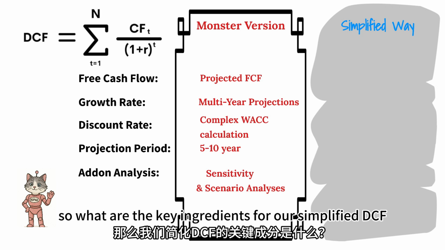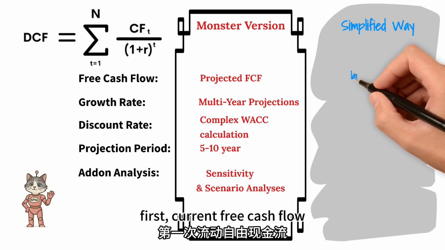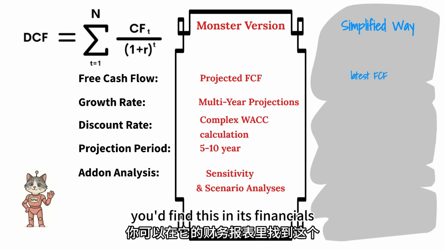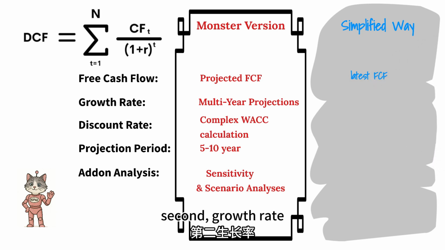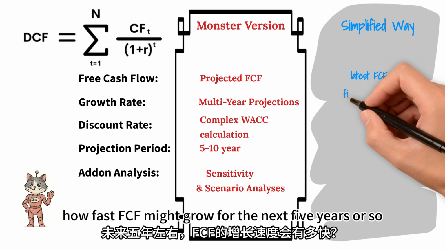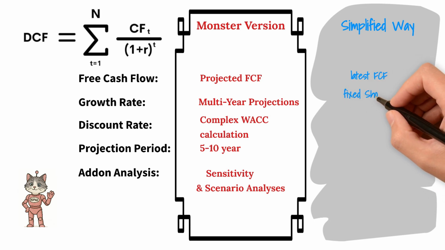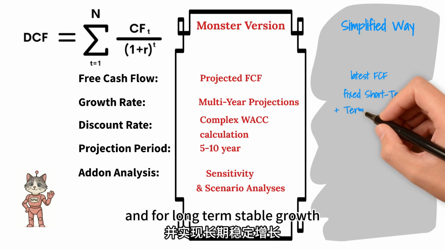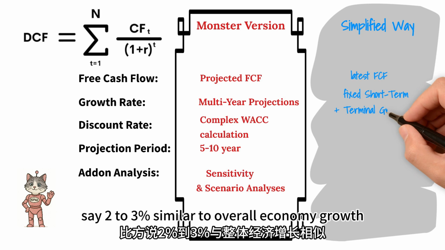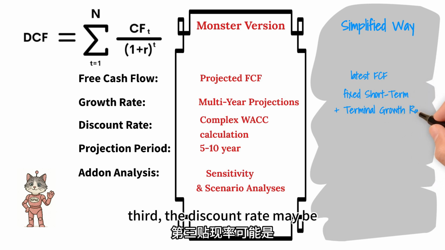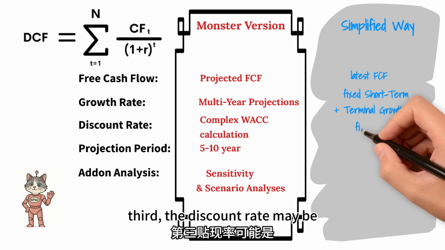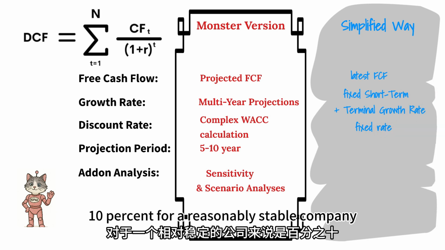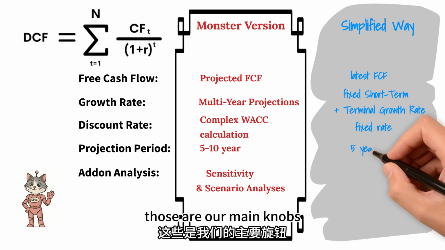So what are the key ingredients for our simplified DCF? First, current free cash flow. You'd find this in its financials. Second, growth rate, how fast FCF might grow for the next 5 years or so. Maybe we estimate 5%. And for long-term stable growth, say 2 to 3%, similar to overall economy growth. Third, the discount rate, maybe 10% for a reasonably stable company. Those are our main knobs.